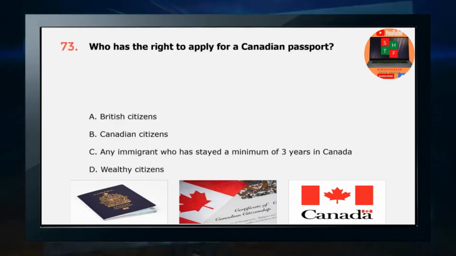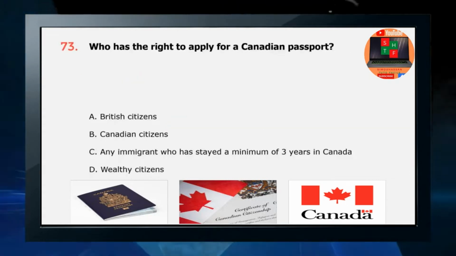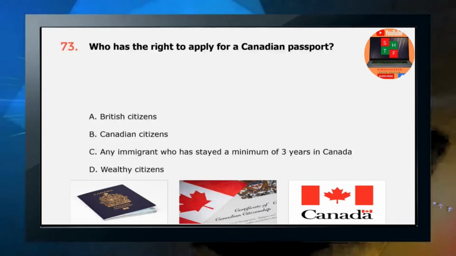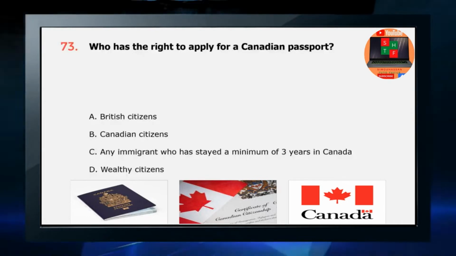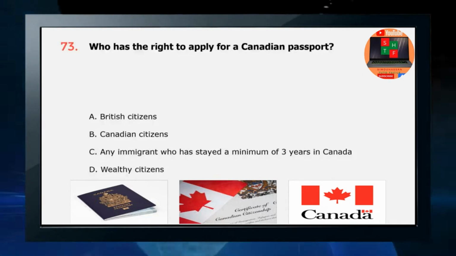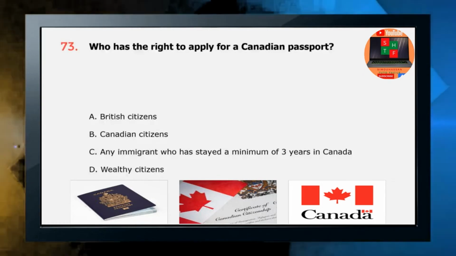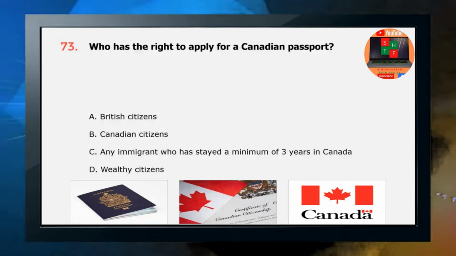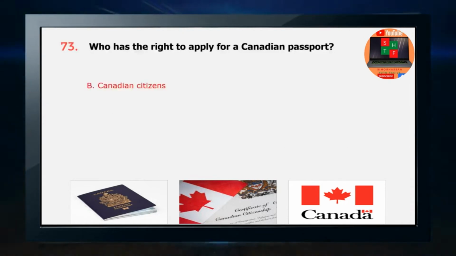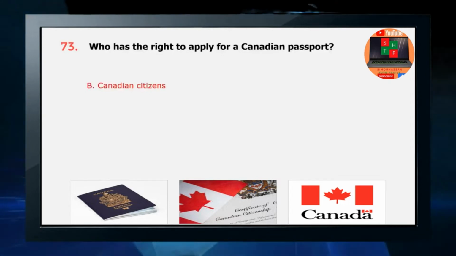Question 73. Who has the right to apply for a Canadian passport? A. British citizens. B. Canadian citizens. C. Any immigrant who has stayed a minimum of 3 years in Canada. D. Wealthy citizens. The answer is B. Canadian citizens.